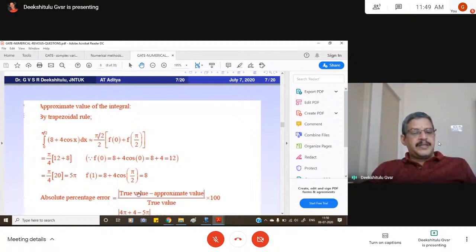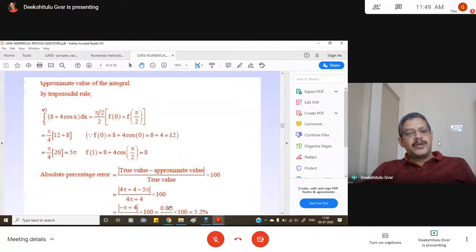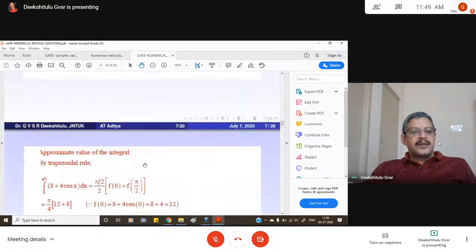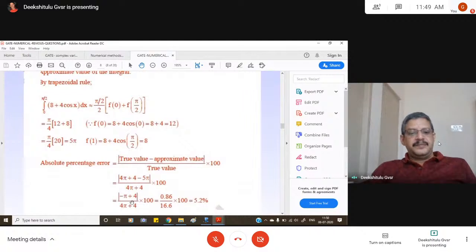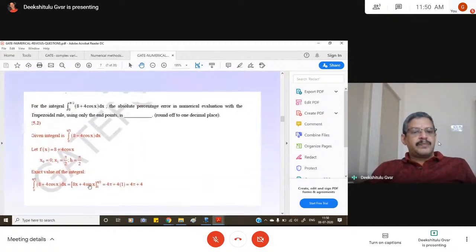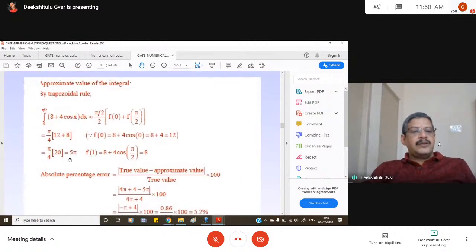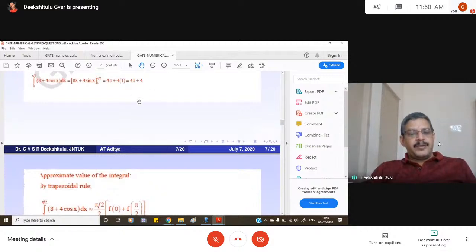But the absolute percentage error is true value minus approximate value by true value, times 100%. So you have to integrate this first: 8 plus 4 cos x gives 8x plus 4 sin x between 0 and pi by 2. If you evaluate the integral, it is 4 pi plus 4. If you apply the trapezoidal rule, the value is 5 pi. So 5 pi and 4 pi plus 4.